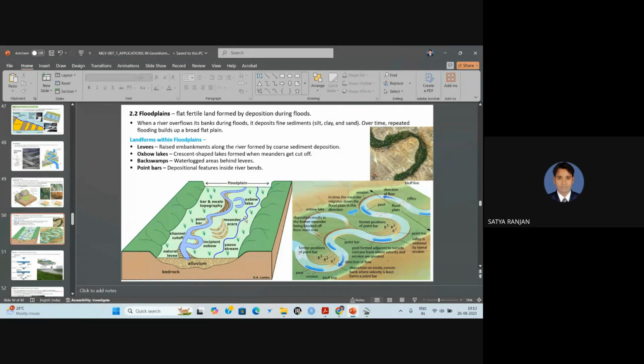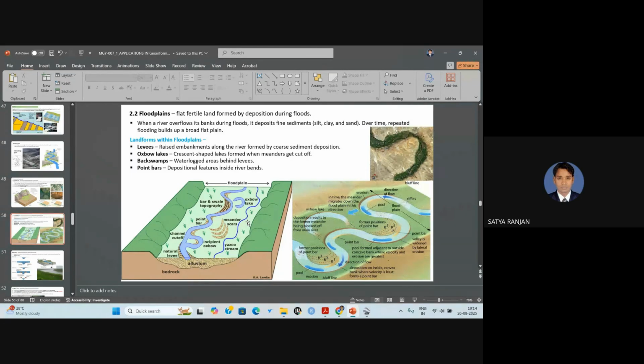We also found that if the river is 50 meters wide, then sometimes the floodplain is 2 to 3 kilometers in the buffer zones, and various landforms are created based on depositions or erosions. In the satellite image, the black color shows the river, and the greenery areas are the floodplain areas, so it is very useful for agriculture practices.